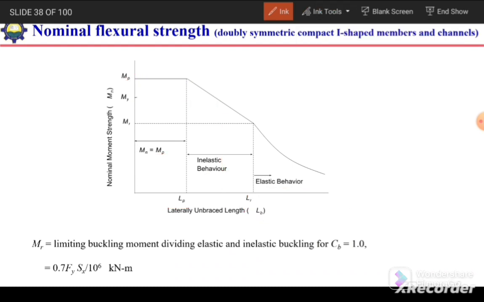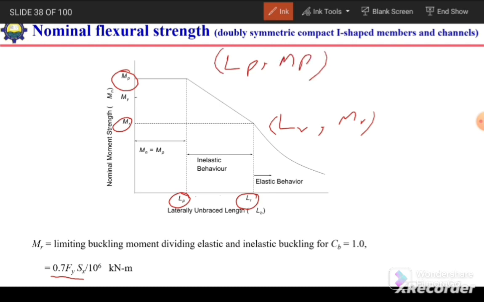If we see in this graph, corresponding to L_r we have the moment capacity equal to M_r, and it is given by 0.7 F_y S_x divided by 10 raised to the power 6. So here we have the point L_r and M_r. If the unbraced length is equal to L_p, the corresponding capacity is equal to M_p, so we have the point L_p and M_p. If the unbraced length is in between L_p and L_r, in that case we can interpolate the value in between these 2 points by linearly joining them.